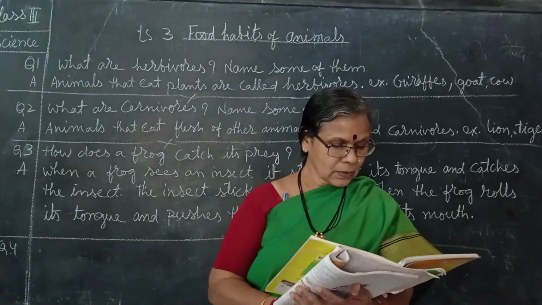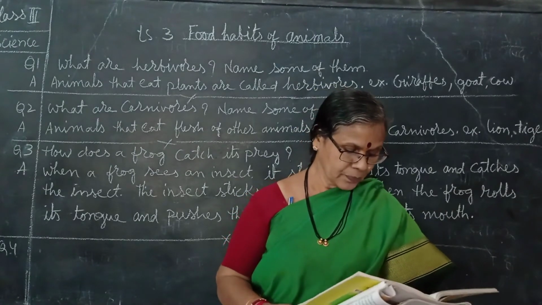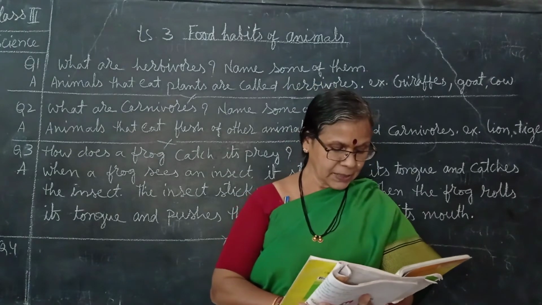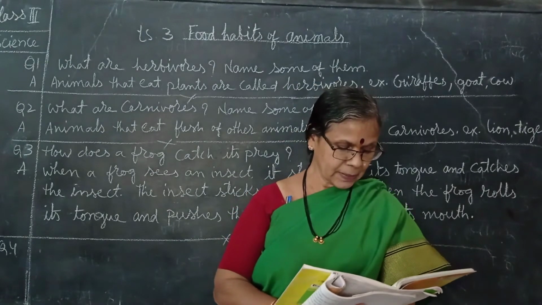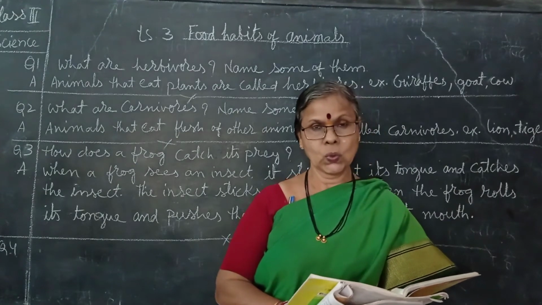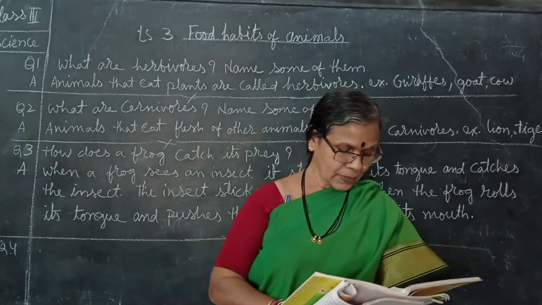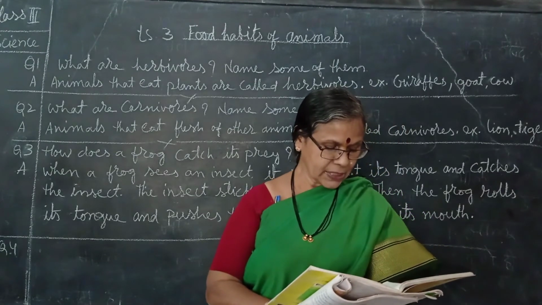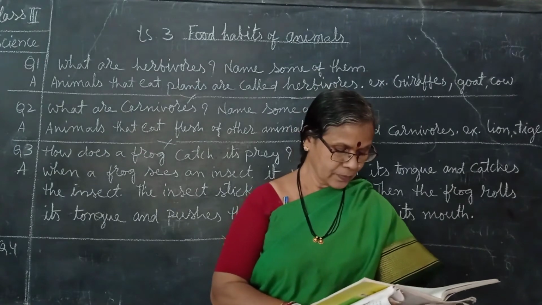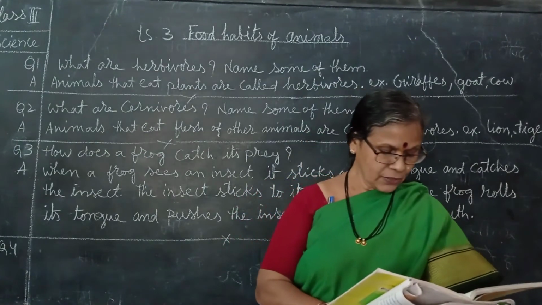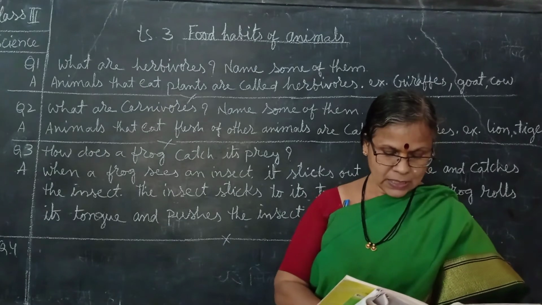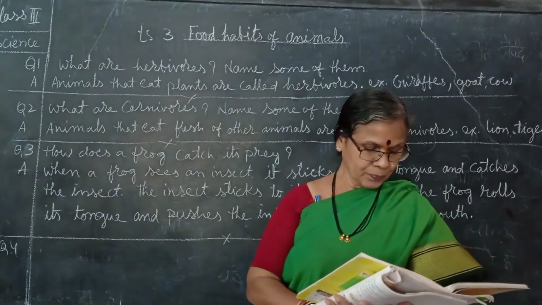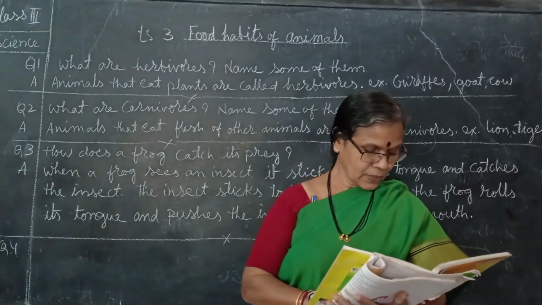Then what are omnivores? Name some of them. Animals that eat both plants and animals are called omnivores. Example: bear, crow, pig. How are the teeth of a carnivore? Carnivorous animals have very sharp pointed front teeth, which help them tear the flesh. The broad and flat teeth at the back help them to chew the flesh.